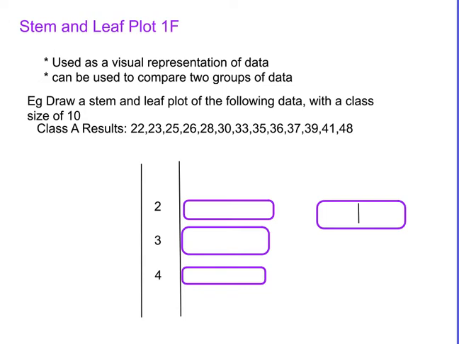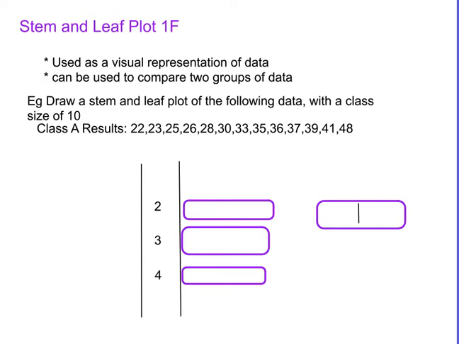A stem and leaf plot is just a visual way to represent data without going to the trouble of drawing a histogram or an ogive, which is what we've done in past lessons. It can be used to compare two groups of data as well, and we'll look at that in lessons next week.